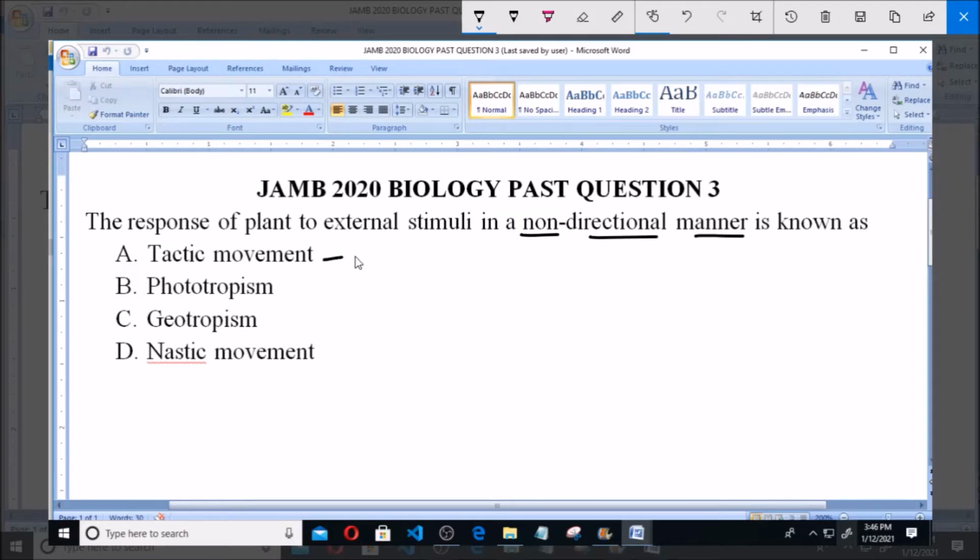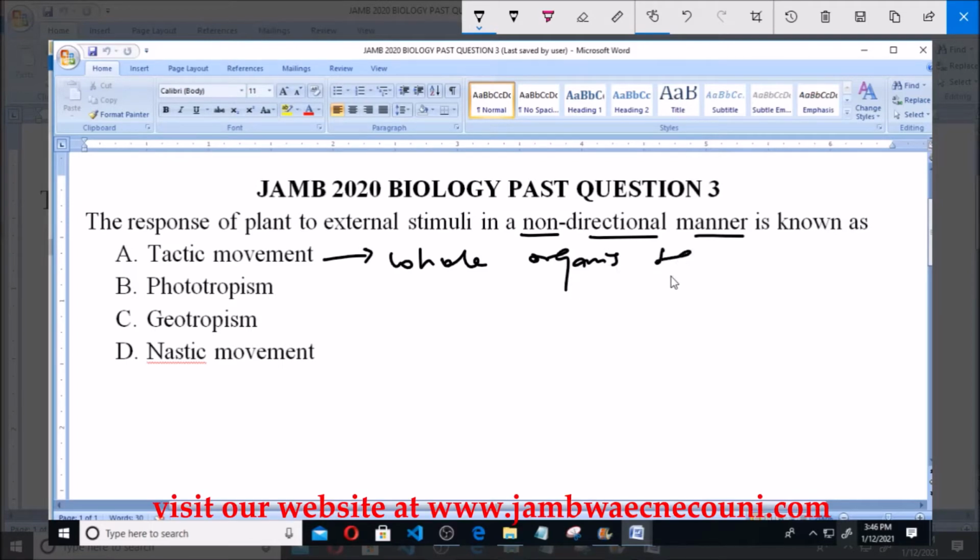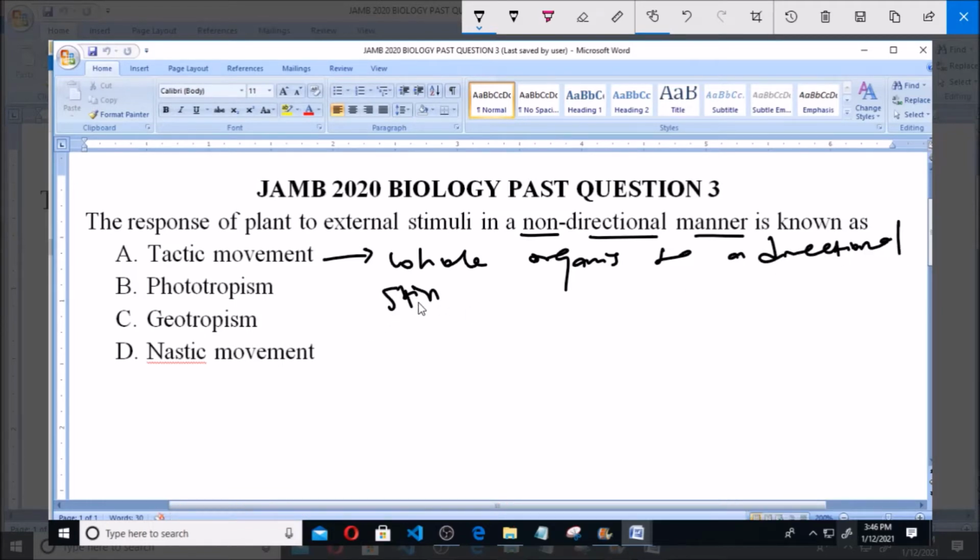Now, a tactic movement is the response of the whole organism. When you hear of tactic movement, it is the response of a whole organism to a directional stimulus. An example is phototaxis or chemotaxis. Let me use chemotaxis. Example of chemotaxis. Now, white blood cells in humans undergo chemotaxis.